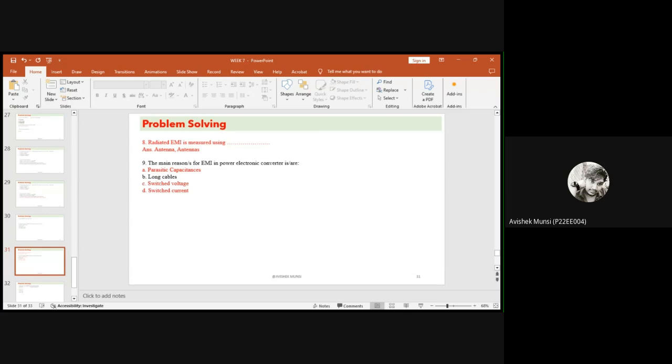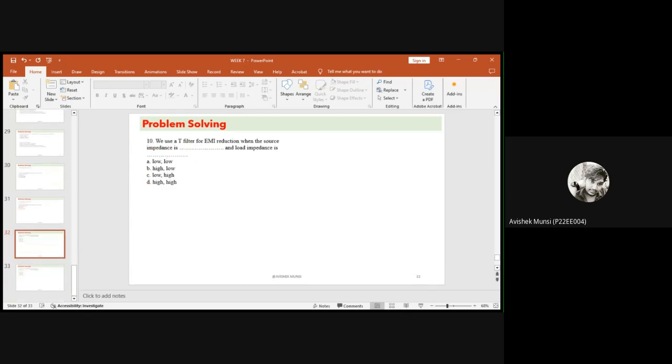Okay. So this is the last question. You use a T filter for EMI reduction when the source impedance is dash and the load impedance is dash. Okay, so this is the last question, and if you have any doubt regarding EMI, you can ask. Try to answer it. I think these are the questions which will help you all to solve the assignment of this week.